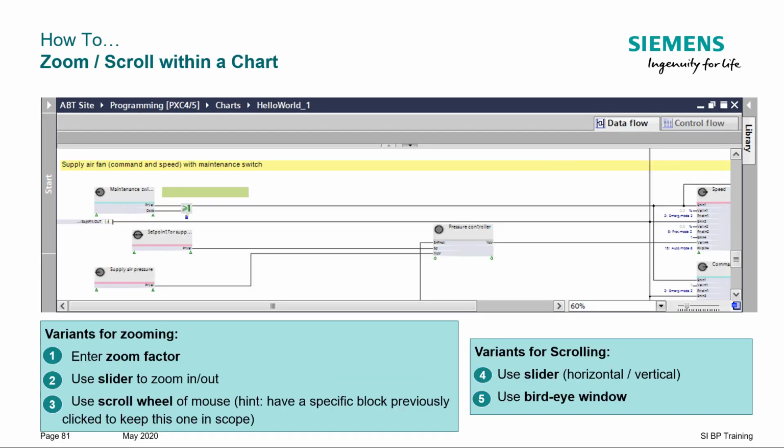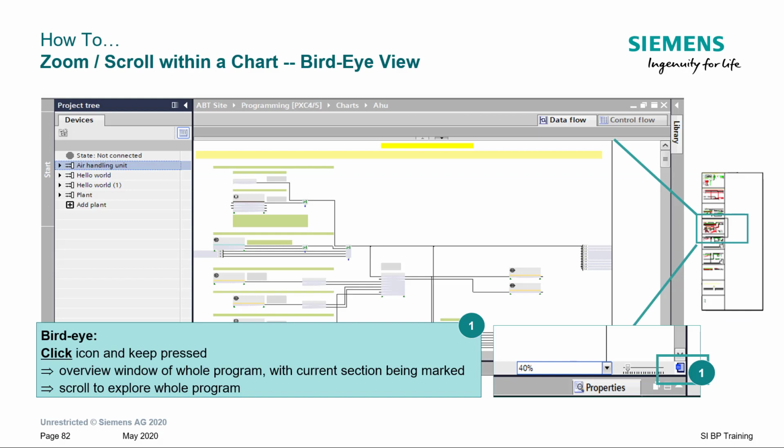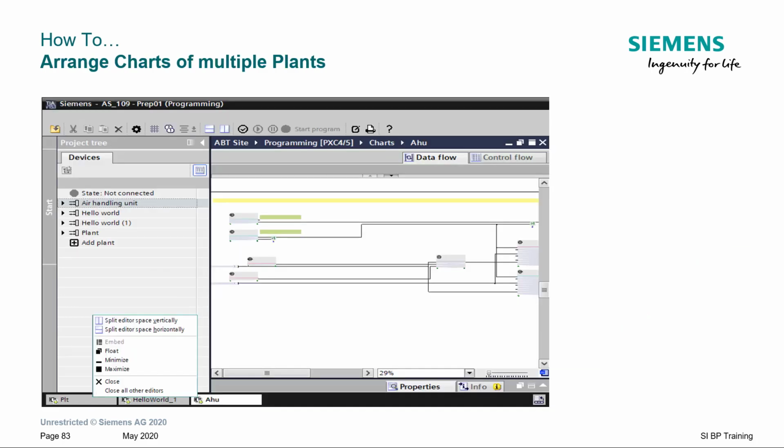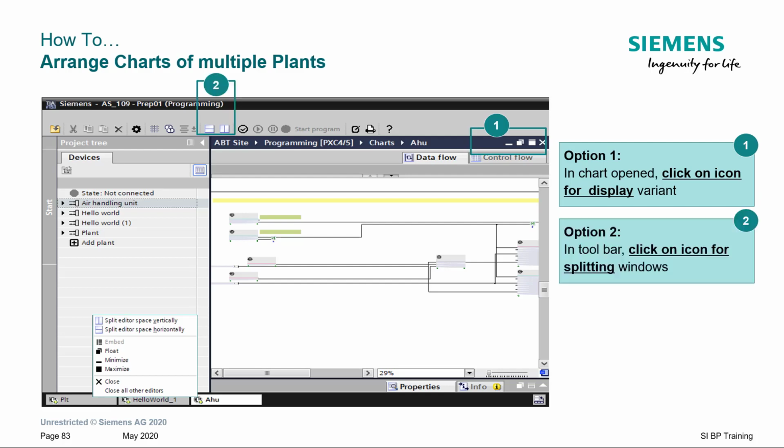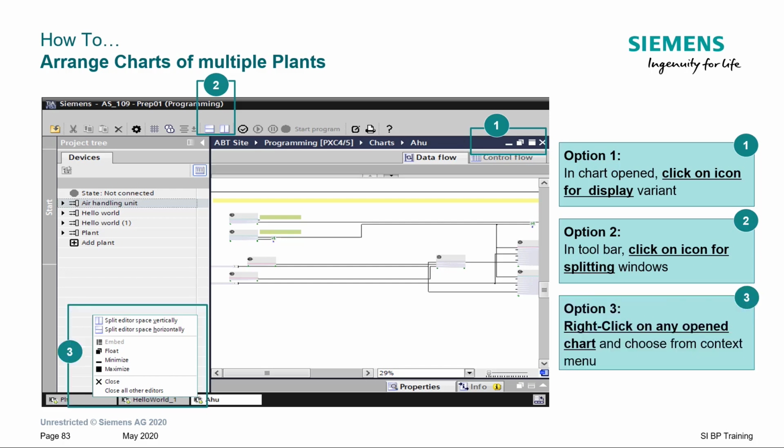Depending on the size of screen, it might be necessary to zoom in or out to have a better overview. You can enter the zoom factor, use the slider, select a block and use the scroll wheel of the mouse. Use the horizontal or vertical slider, or use the bird eye view. Click and hold the bird eye view icon to get an overview of the entire program with the current section marked. To arrange the charts from multiple plants, you can use the display variants from here. The windows could be split horizontally or vertically. The same options are also available in the context menu.